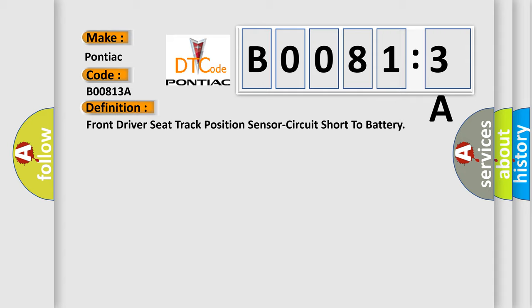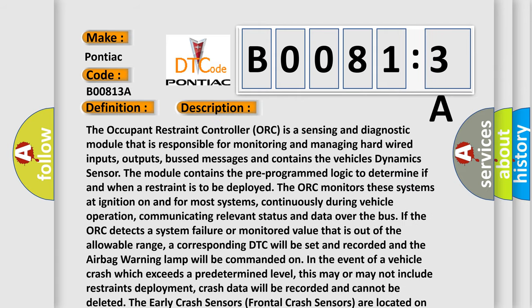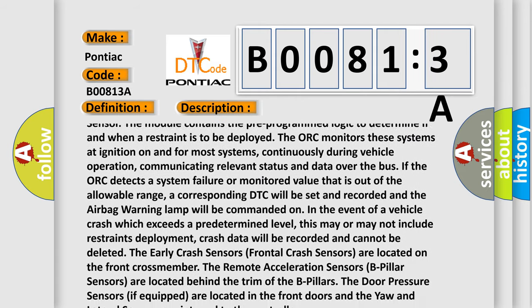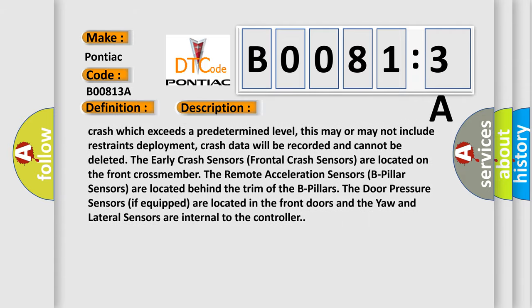In the event of a vehicle crash which exceeds a predetermined level, this may or may not include restraints deployment. Crash data will be recorded and cannot be deleted. The early crash sensors, frontal crash sensors, are located on the front crossmember. The remote acceleration sensors, B pillar sensors, are located behind the trim of the B pillars. The door pressure sensors, if equipped, are located in the front doors, and the yaw and lateral sensors are internal to the controller.